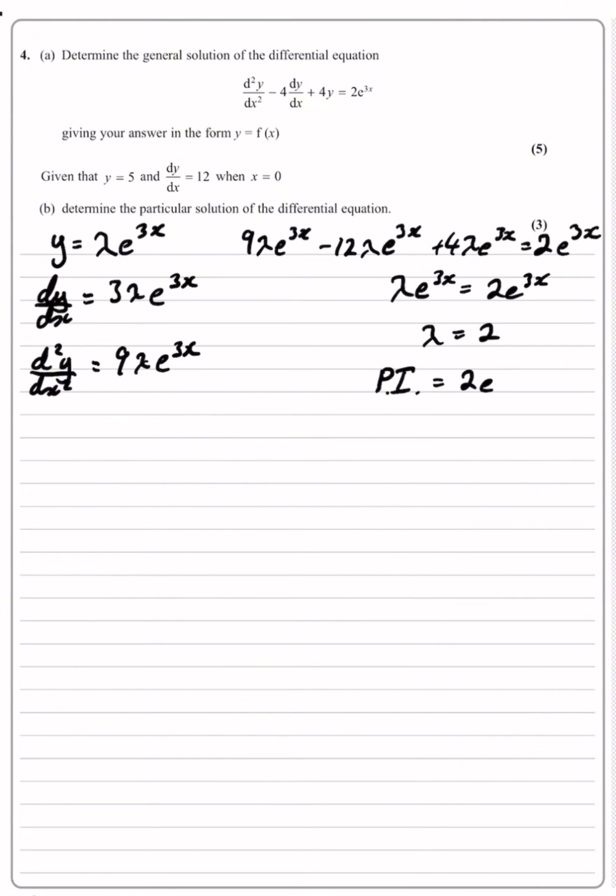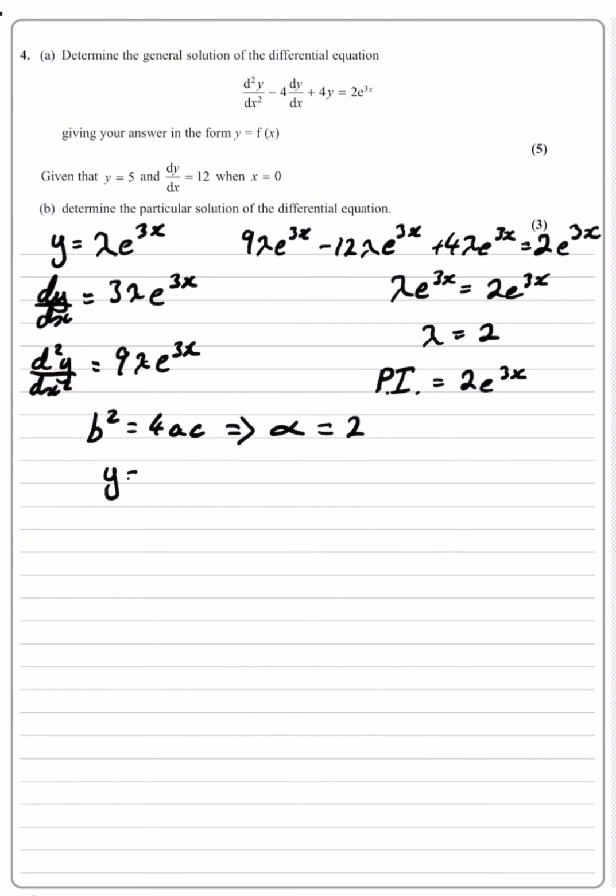Then for the complementary function, we know that if we substituted y equals e to the mx in, we would get m squared minus 4m plus 4 equals 0. That will factorize to (m minus 2) squared. Essentially, the discriminant is 0. It's a repeated root. b squared equals 4ac.